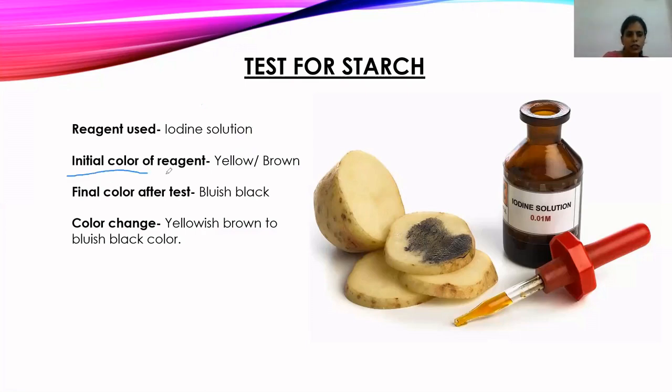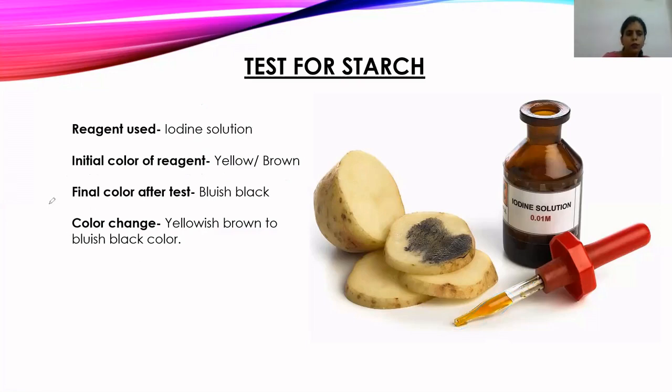Very important, the initial color of the reagent is yellow or brown. If you see here in the dropper, this is the dropper, with transparent glass. If you look here, the color of the iodine solution in this transparent glass, you can make out it can be called yellow or brown. Or you can simply say yellowish brown or brownish yellow.